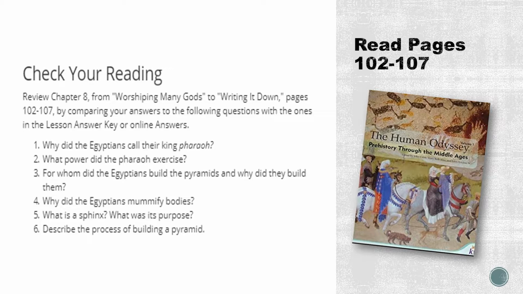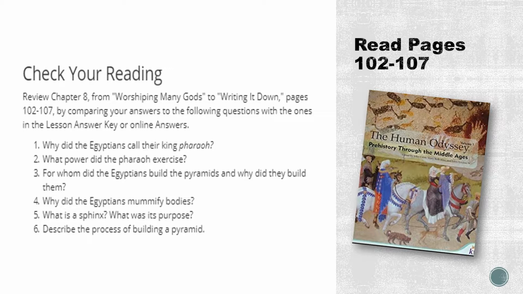So I mentioned in lesson 1, you actually read pages 102 to 107. And so you're going to check your reading and make sure that you have all of these questions answered. If you have a question about any of these, let me know, but we're going to briefly discuss why did the Egyptians call their king Pharaoh? What power did the Pharaoh exercise?